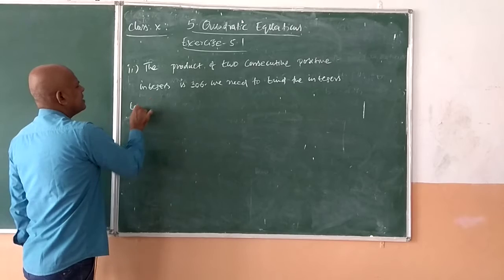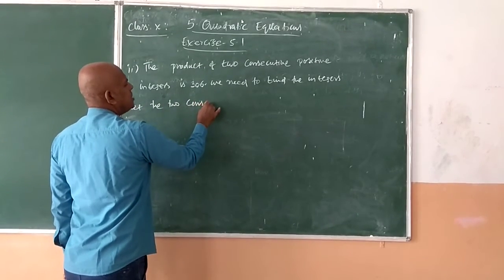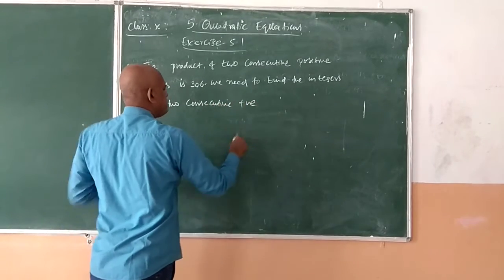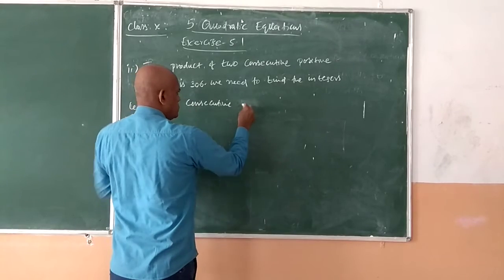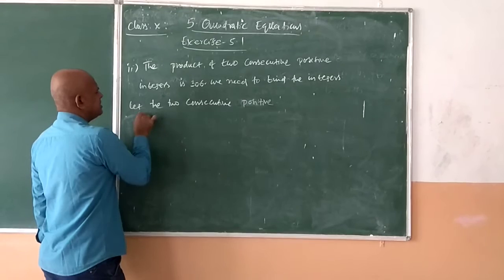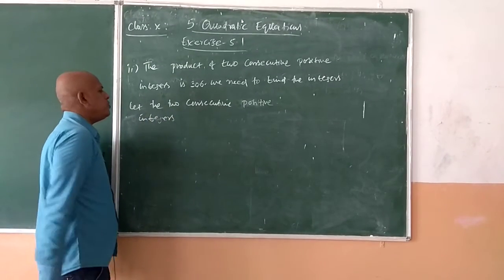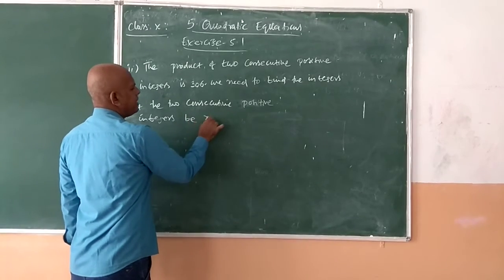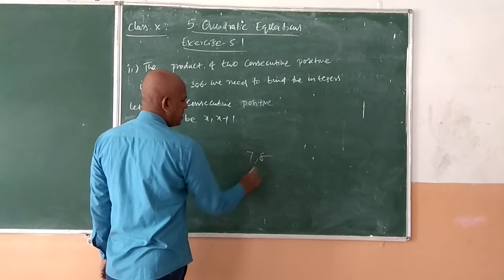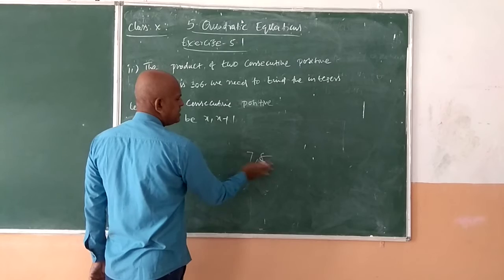So let the two consecutive positive integers be x comma x plus 1. As I said, 7 is one integer means its consecutive integer is 8. 5 is an integer means its consecutive integer is 6. So one is x, the next one is x plus 1.